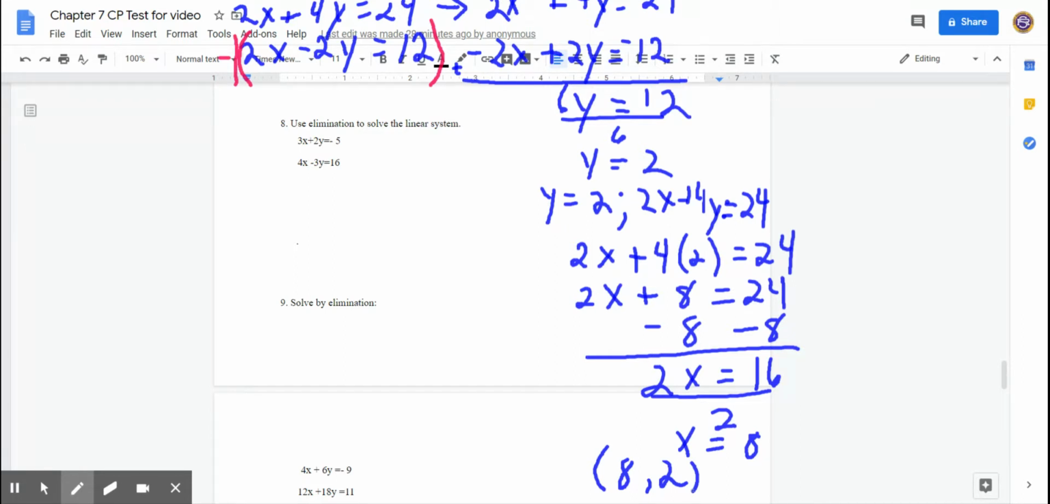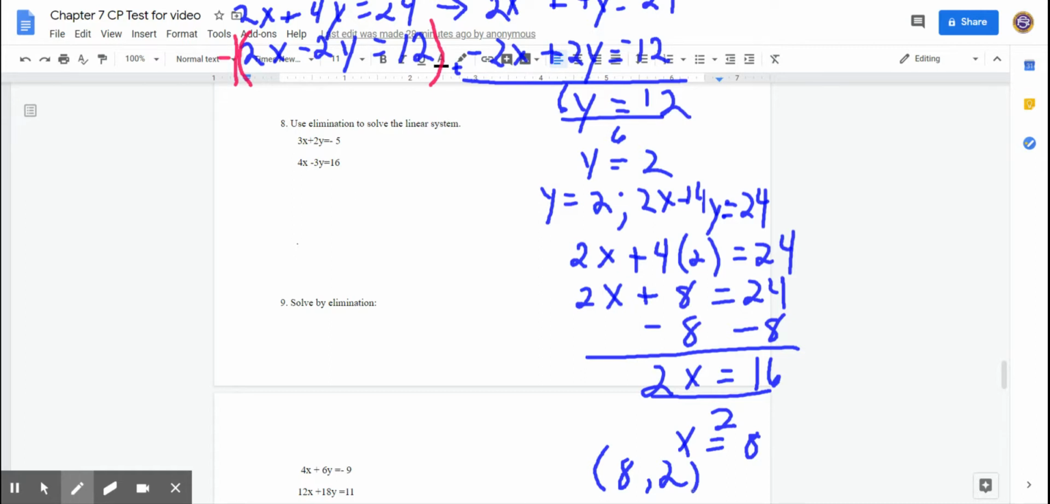All right. The next one says using elimination to solve. So you're doing the same thing. Again, we look at the coefficients of our variables. 3 and 4 are not opposites. 2 and 3 are not opposites. But 2 and 3, the y's, have opposite signs already. So that's my variable that I'm going to choose to eliminate.